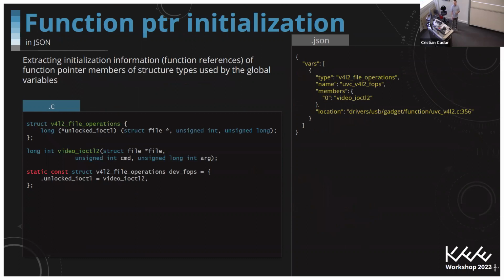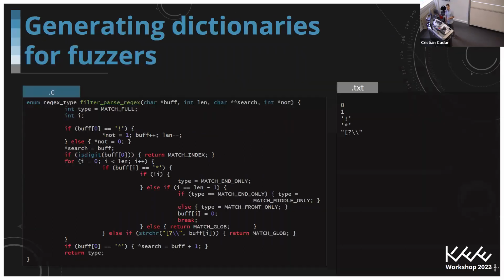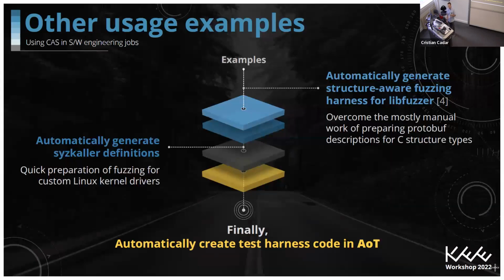We also store information on function pointer initialization. So in this example, we say that member 0 of the structure is initialized to this function. This sort of function pointer structure is used a lot in the Linux kernel, for example. This is why we have it. As I mentioned, we extract information also on literals, so you can use that to generate dictionaries for fuzzers. Here we have literals extracted with exclamation mark, with star, and this little string. And there are more examples.